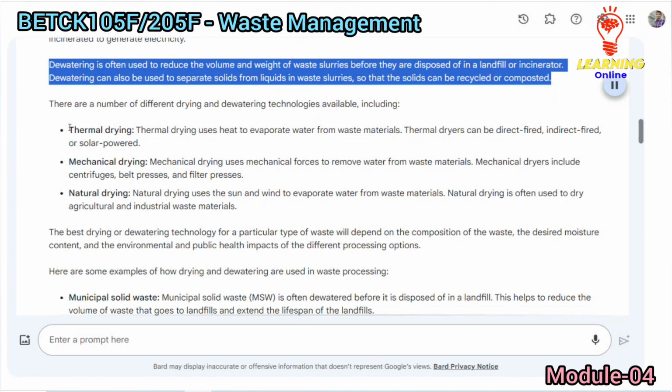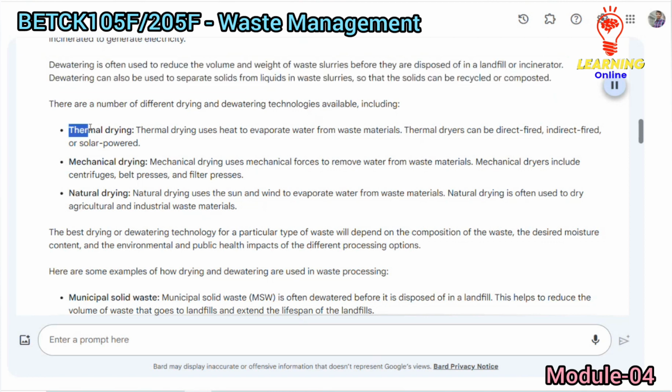There are a number of different drying and dewatering technologies available, including thermal drying. Thermal drying uses heat to evaporate water from waste materials. Thermal dryers can be direct fired, indirect fired, or solar powered. Mechanical drying. Mechanical drying uses mechanical forces to remove water from waste materials. Mechanical dryers include centrifuges, belt presses, and filter presses.